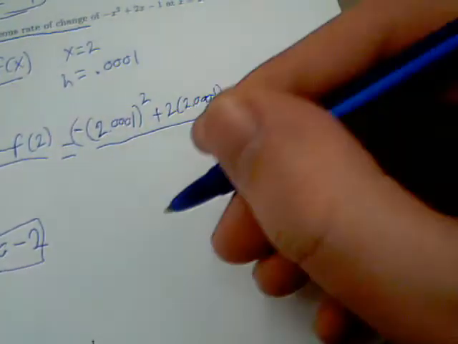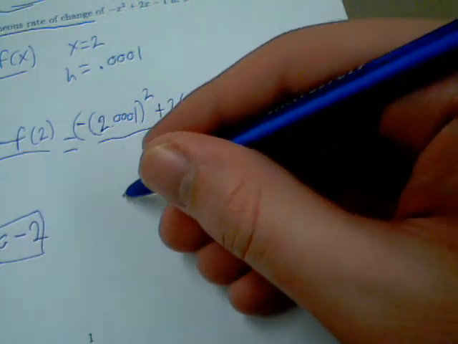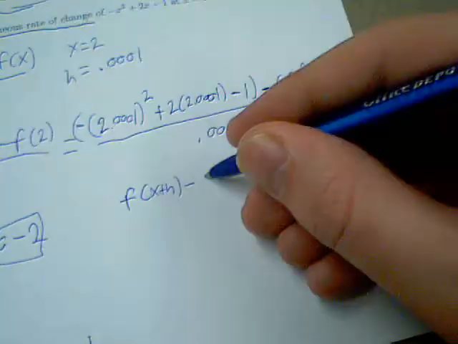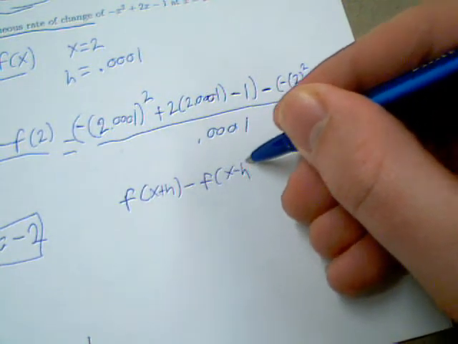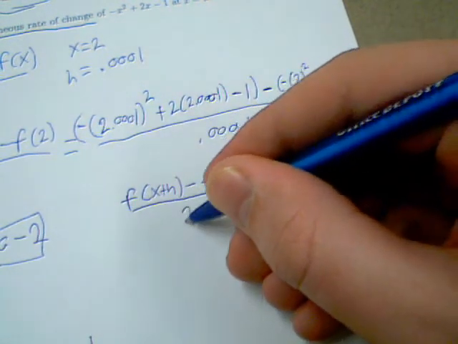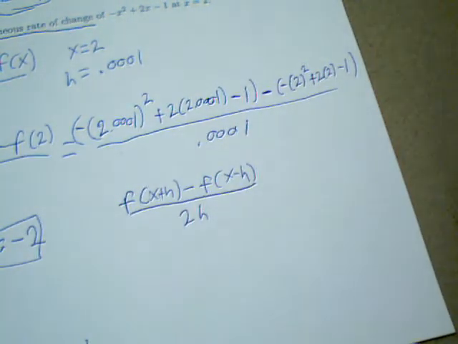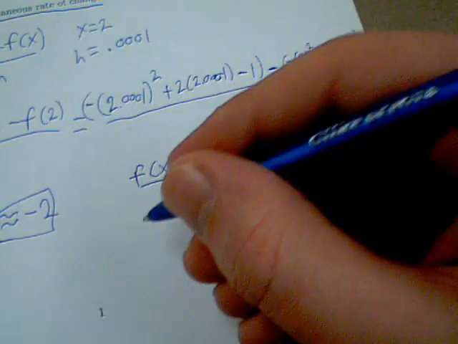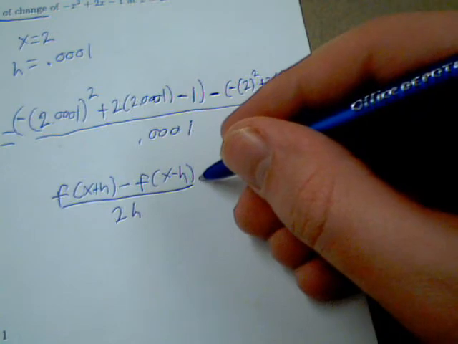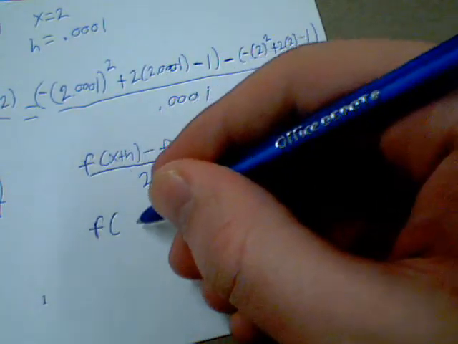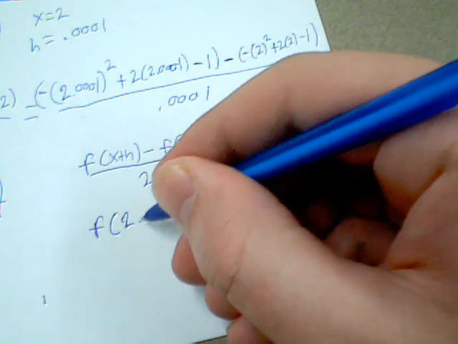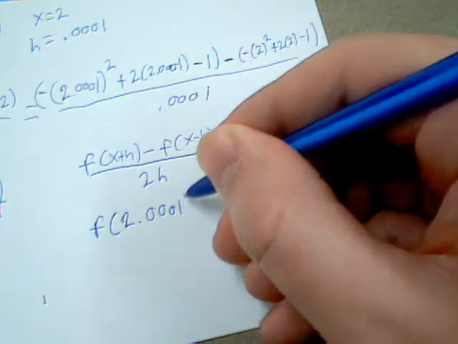Or, there's another method you could use, f of x plus h minus f of x minus h over 2h. This is another estimation formula. So if we just took, let's say, again, add 0.0001 to 2, you end up with this.